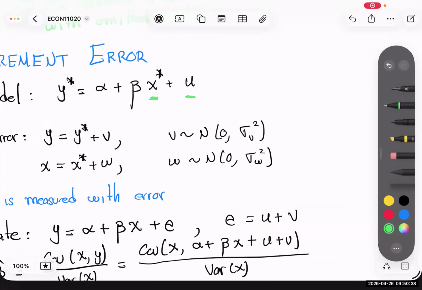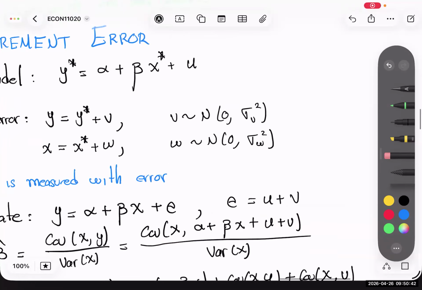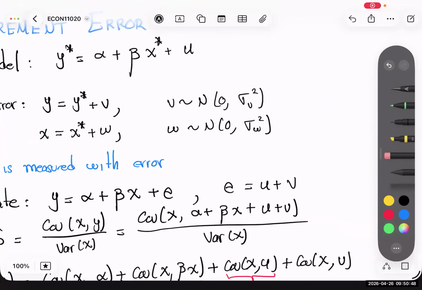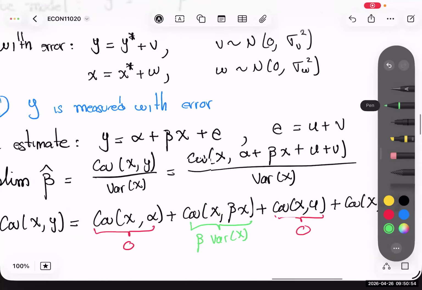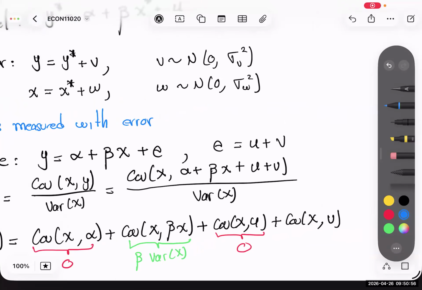So here, by the way, one of the things that I didn't mention, and sorry for that, is that in the case when y is measured with error, what we are assuming is that x is not measured with error.